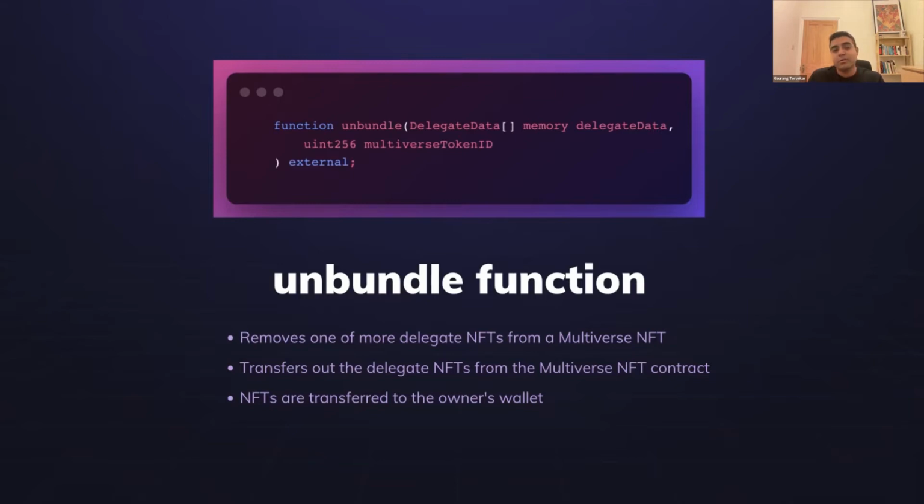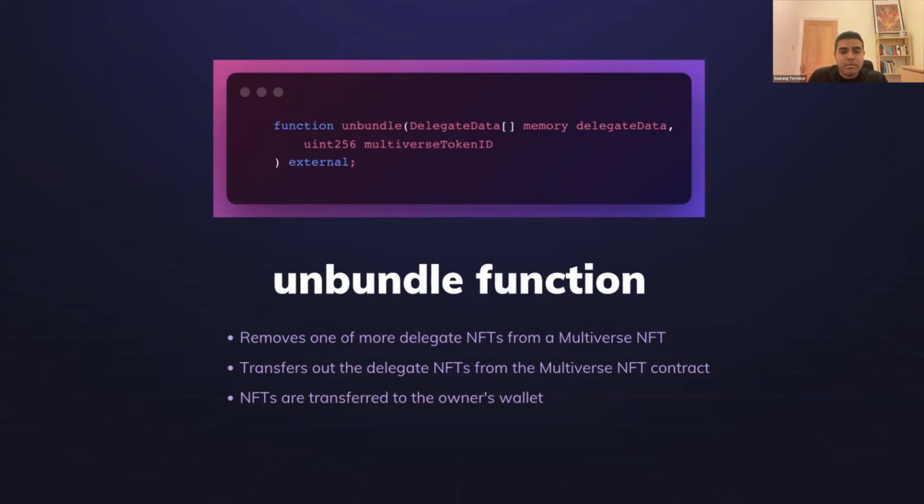So what I could do is I could unbundle those NFTs from this multiverse NFT, and I can sell them on a secondary marketplace. So that way, this whole standard becomes really versatile, and it is completely up to the owner or the buyer to decide how many NFTs they want to keep, how many they want to sell, and it becomes really flexible in that way, right? So as I said, when you call the unbundle function, it transfers out the delegate NFTs from this multiverse NFT, and it goes back to the owner's wallet.